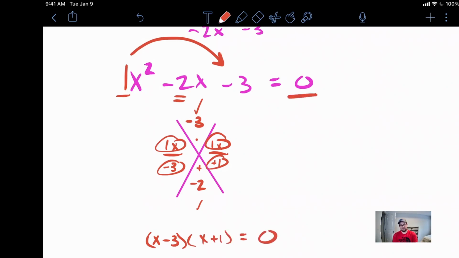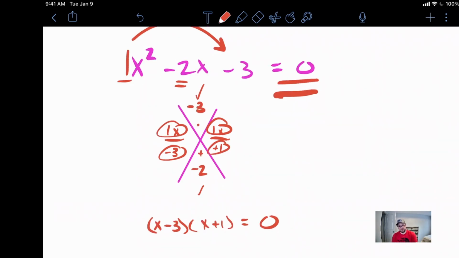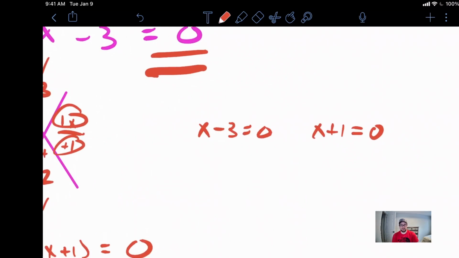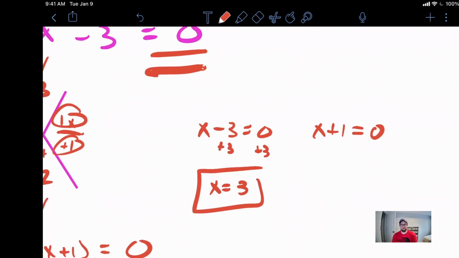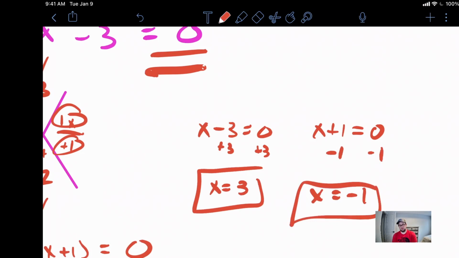And that's, of course, equal to 0 because that was equal to 0. Now, at this point, what you want to do is just set up your two separate equations. X minus 3 equals 0. X plus 1 equals 0. And now we want to solve. Add 3 to both sides. X equals 3 is one of our answers. Take 1 away from both sides, x equals -1.